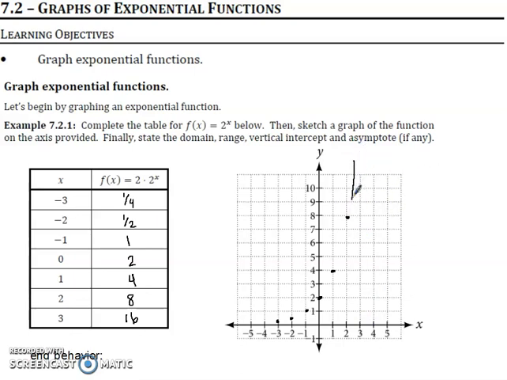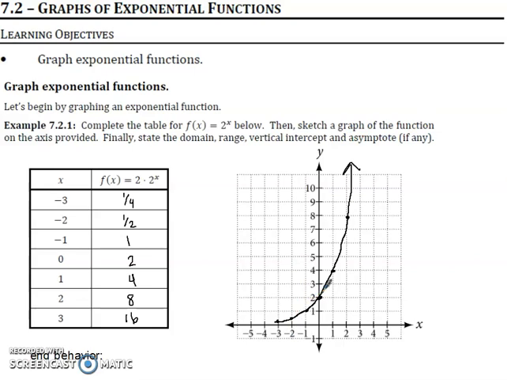Now when I go to connect these dots to sketch my graph, I want to think about what happens beyond these points. As I move to the right on my x-axis, my x values get larger and larger. As x increases, my f will increase exponentially. We're just multiplying by 2 for every unit that my x increases. So there is no boundary on that right side of my graph. My graph is going to go up to the right forever, so I will put an arrow on that end.